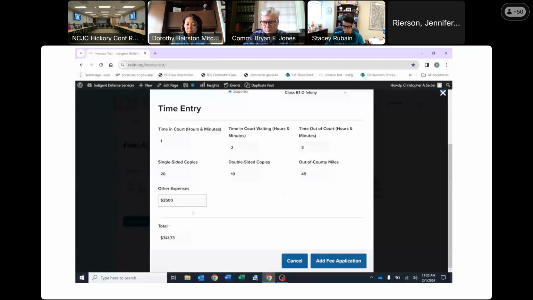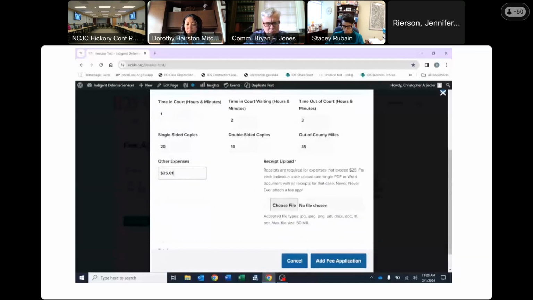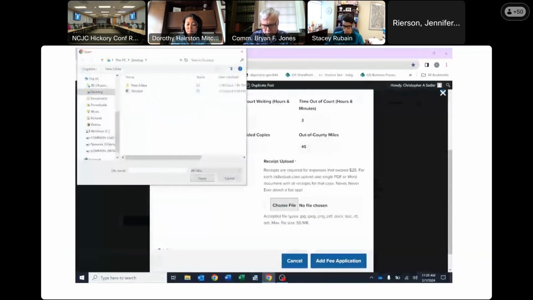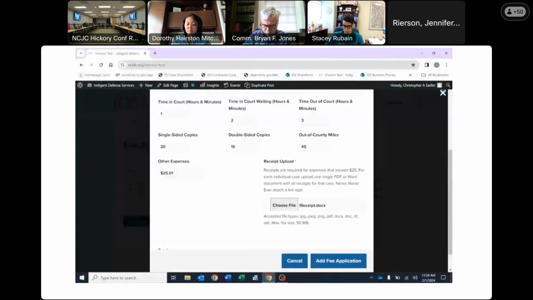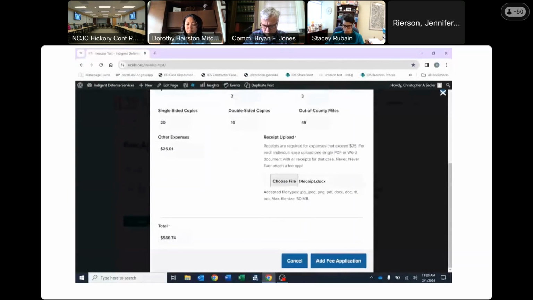Finally, for other expenses, we enter $25.01. Because this exceeds the $25 threshold, we must provide receipts for all these expenses. The Choose File Upload box appears and allows receipts to be uploaded. Notice the total amount populates based on all of the data entered. Here, we are at $566.74. We can now add this fee application.